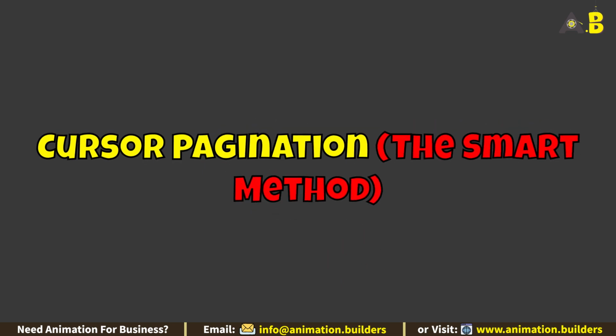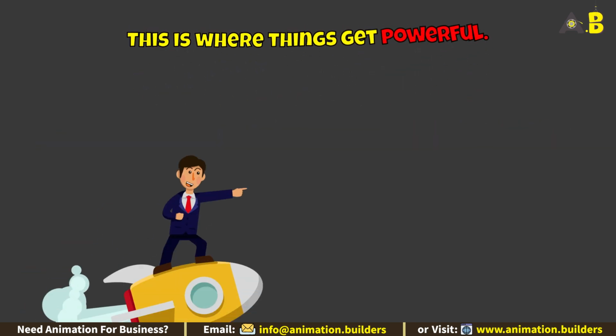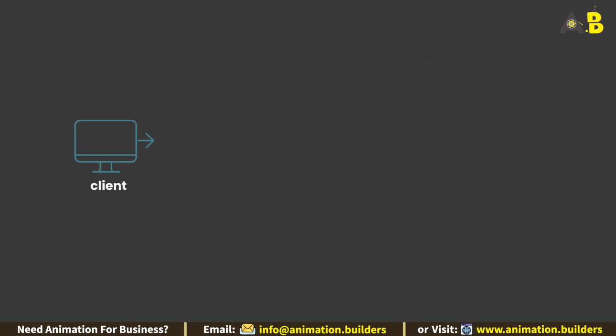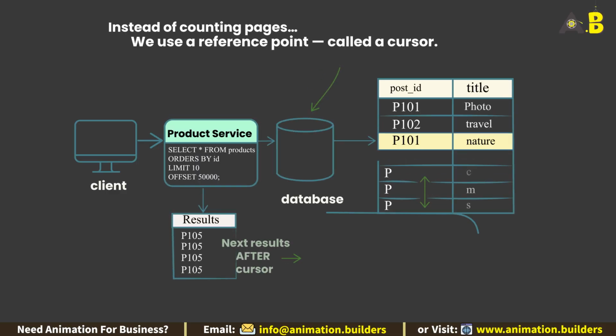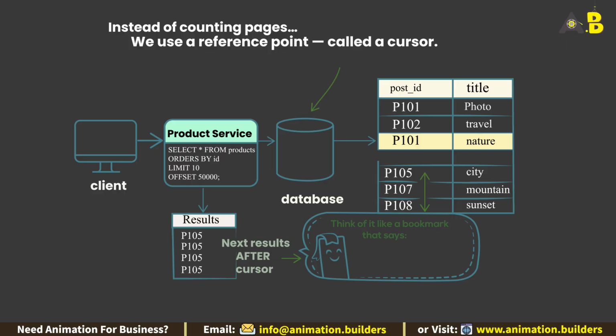Cursor pagination, the smart method. This is where things get powerful. Instead of counting pages, we use a reference point called a cursor. Think of it like a bookmark that says, start from here next time.